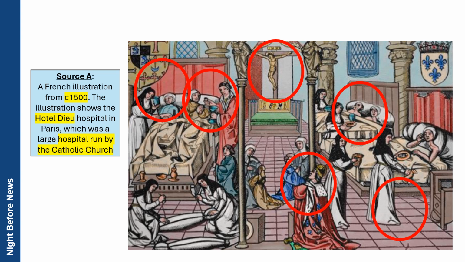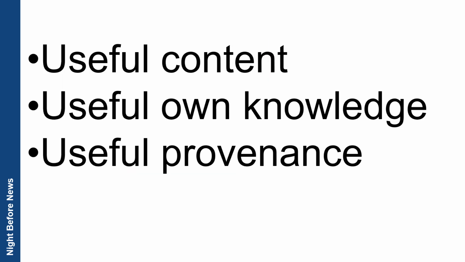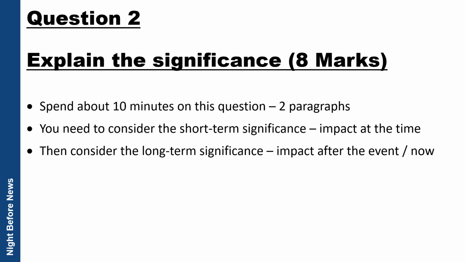So I'm going to pick up on the fact that the church heavily controlled medieval medicine, following the theories of Galen. So here, literally annotate your picture, make a list of all the things that you know about it, and then when you bring it all together, we need to see those 3 elements. Is it useful because of its content, useful because of what you know, useful because of its provenance?